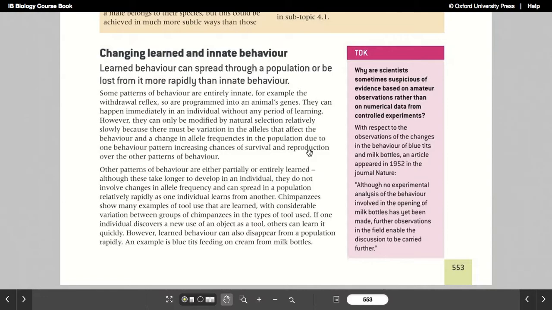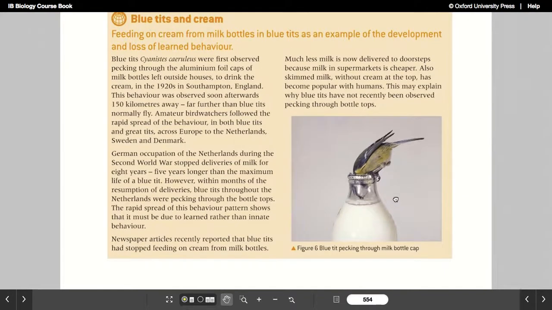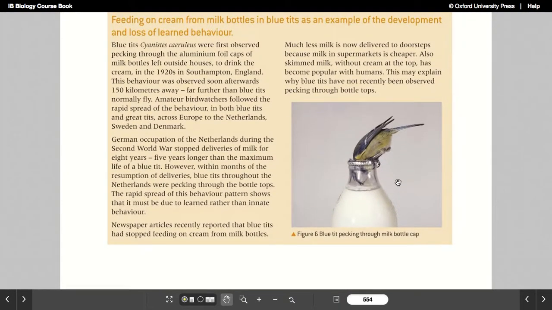So chimpanzees using tools, they also do this learning where they do modeling. So if a chimp sees another chimp do something, it can repeat that action pretty well. But if it doesn't see another chimp doing something, then maybe that learned behavior is going to be lost and not passed down from generation to generation. So the example they want you guys to know is blue tits and cream. So again, we're talking about birds.